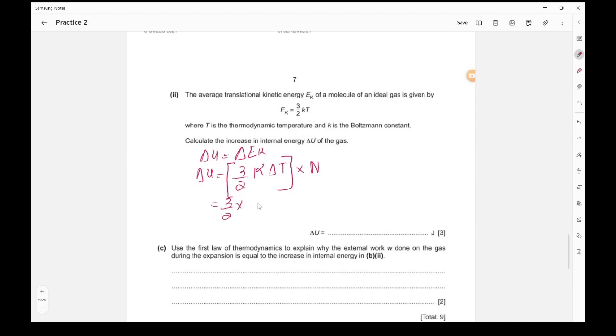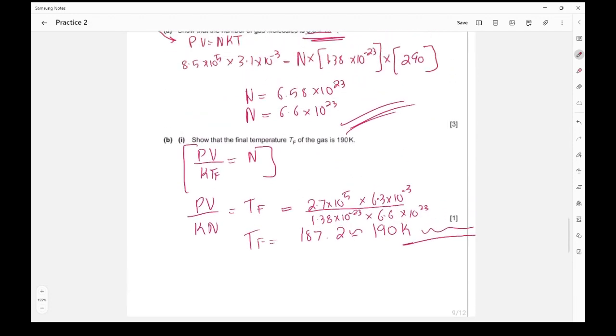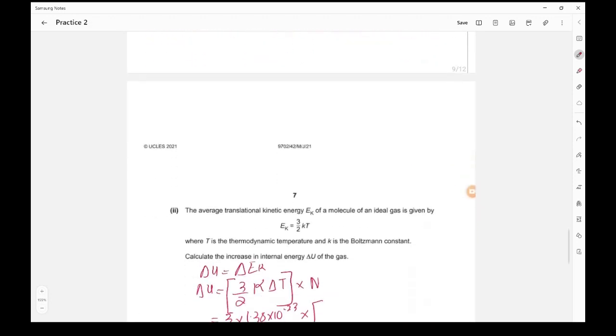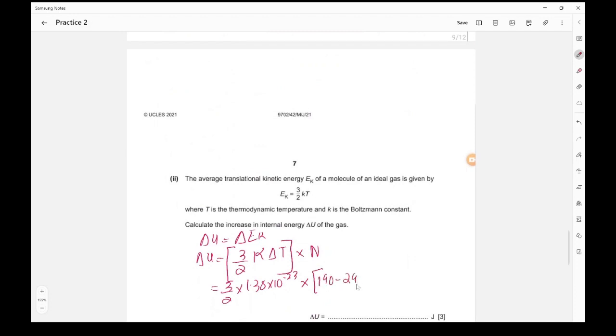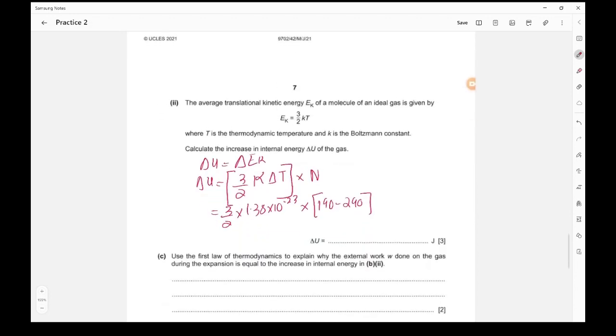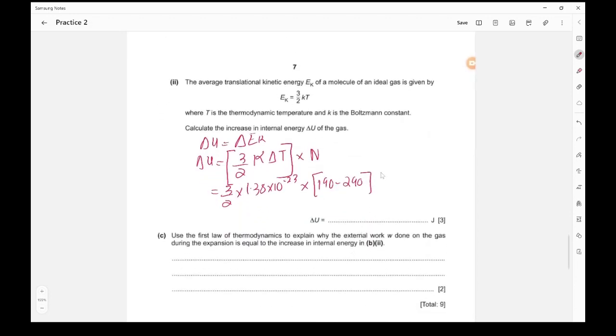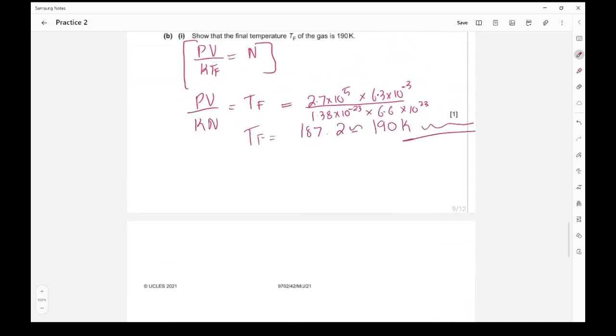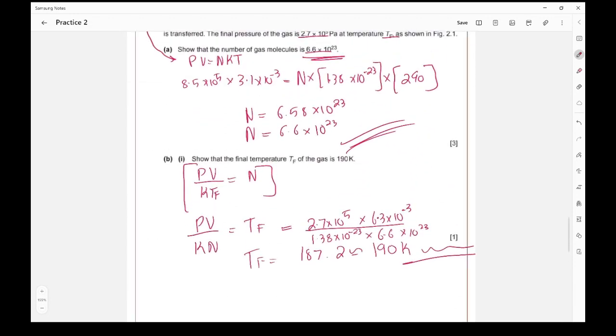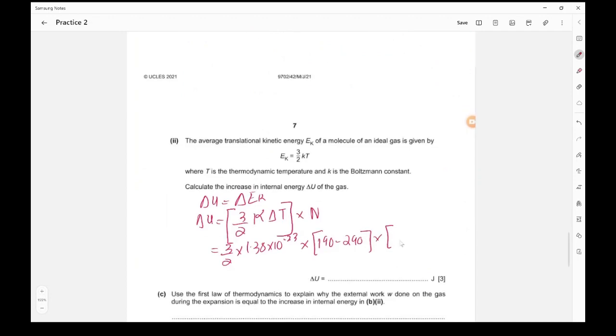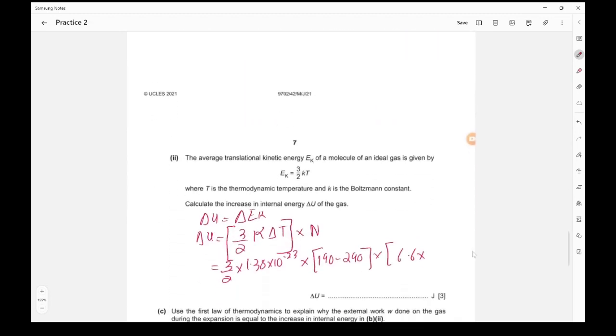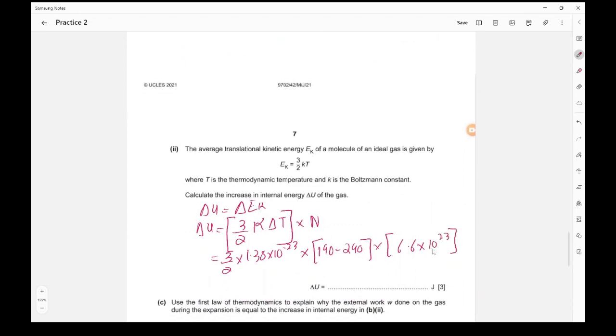So this is going to be 3 over 2 into k, 1.38 into 10 raised to power minus 23 multiplied by change in temperature. Let's deal with 190, the final temperature, and the initial temperature was actually 290. So this is going to be 190 minus 290. And this change is actually going to be negative. The reason is that it is actually losing this energy, internal energy. So this is going to be multiplied by N, which we already found, which is 6.6 into 10 to the power 23. And let me just calculate this value.